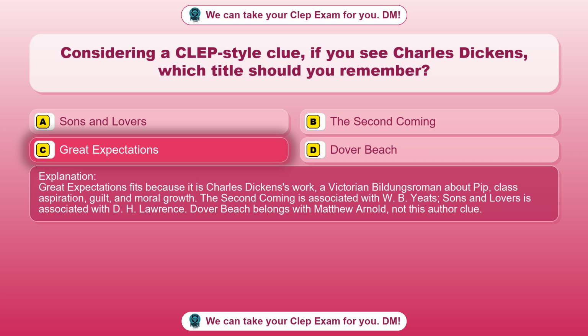Great Expectations fits because it is Charles Dickens's work, a Victorian Bildungsroman about Pip, class aspiration, guilt, and moral growth. The Second Coming is associated with W. B. Yeats. Sons and Lovers is associated with D. H. Lawrence. Dover Beach belongs with Matthew Arnold, not this author clue.